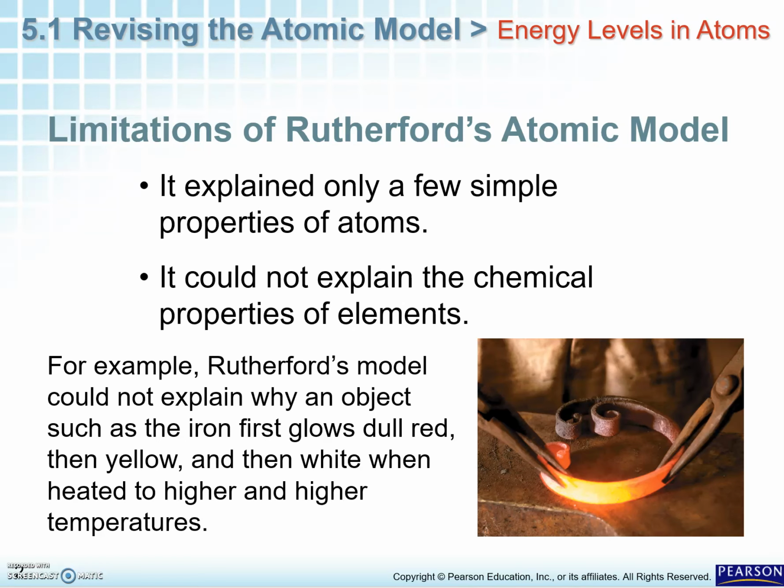Now, it does explain a few simple properties of the atom, but it couldn't explain a lot of the chemical properties. One of the big things it couldn't explain was why metals turn different colors based on how hot they are. Originally you would have a dark gray color. As it gets a little warmer, it turns to a red color, then a yellow color, and at the hottest point it is white hot. It couldn't explain why you got these different colors based on how hot it was.